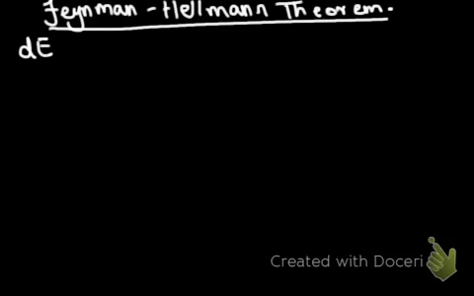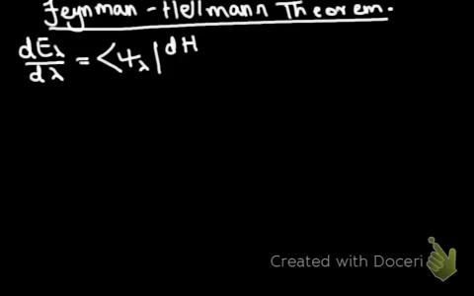It is the derivative of E lambda with respect to lambda equals the expectation value in psi lambda of the derivative of the Hamiltonian with respect to lambda, psi lambda. Alright, so note that here lambda is a continuous parameter.